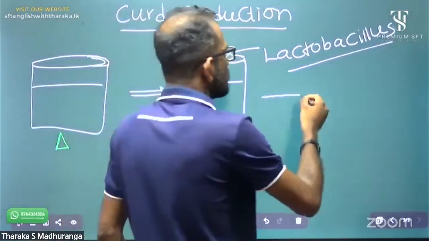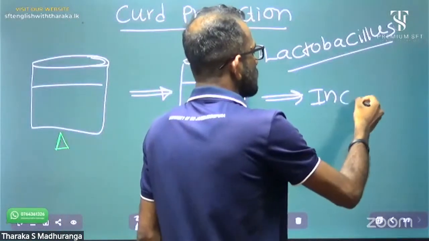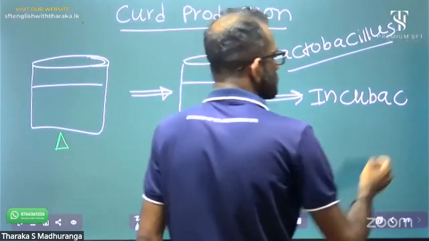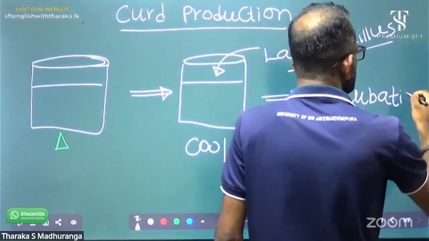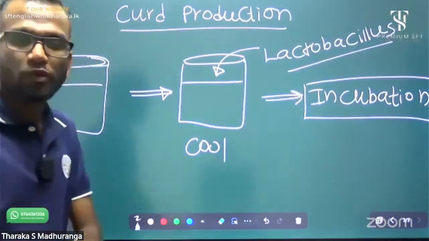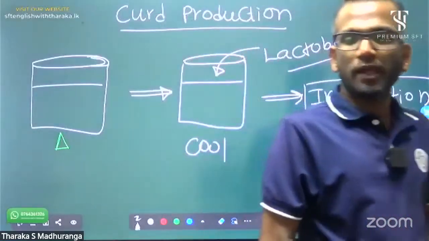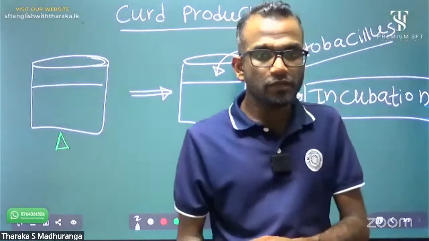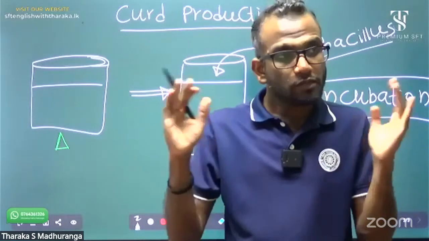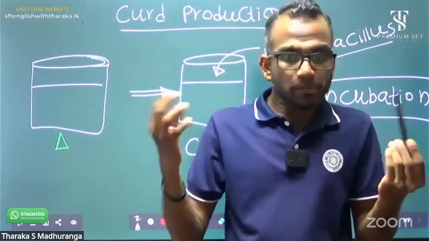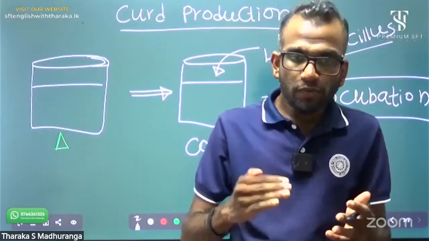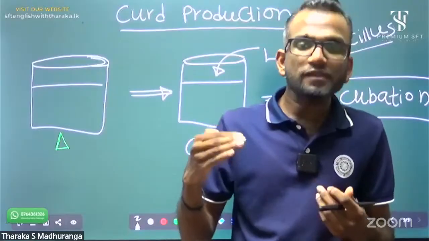Then incubation. Incubation means provide favorable conditions for microbial growth. Okay, now how to produce curd? Get fresh milk. It contains a huge amount of vulnerable microorganisms, natural environment microorganisms. The first thing we have to do is heat the milk and pasteurize.